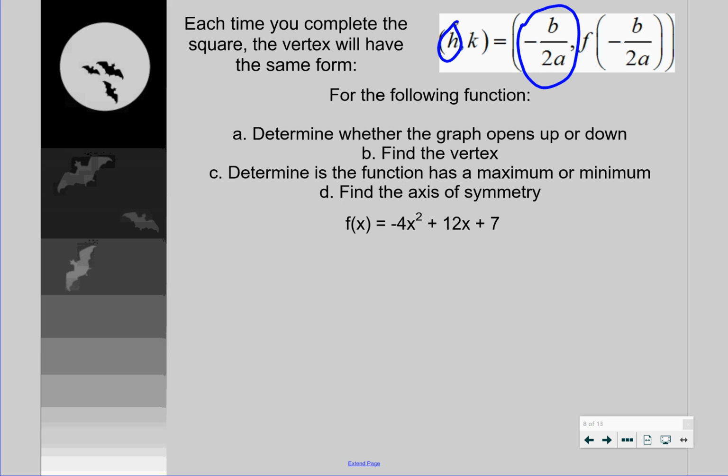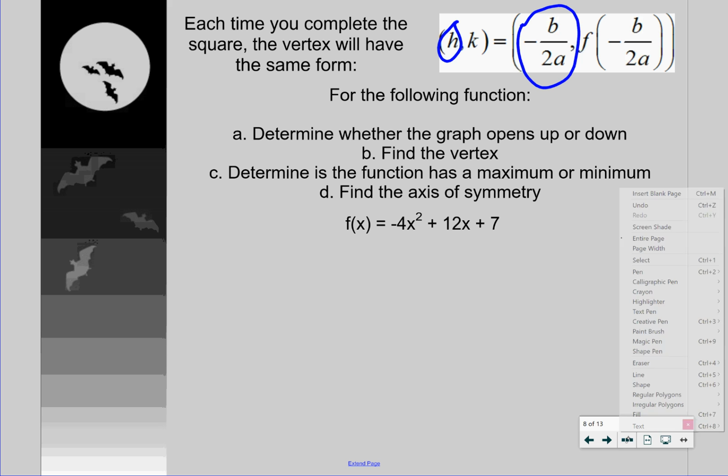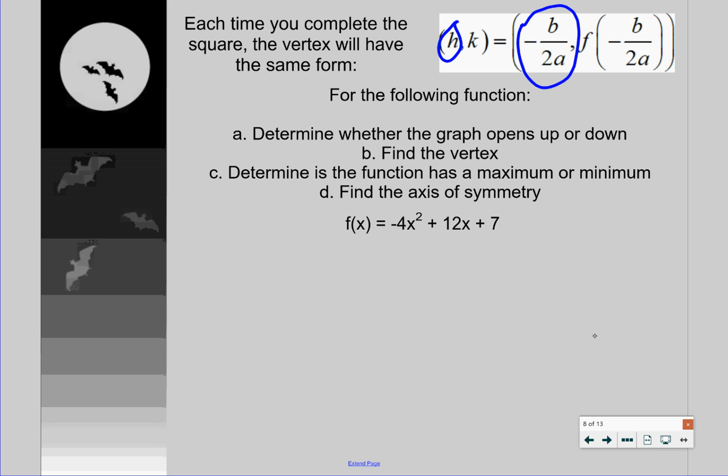I've got f of x equals negative 4x squared plus 12x plus 7. To get h, or the x coordinate of my vertex, opposite of b over 2a. What's the opposite of b in this problem? Negative 12. Negative 12 over 2 times negative 4, which will give me negative 12 over negative 8, which is 1.5.